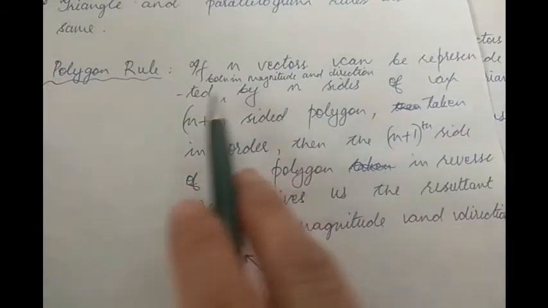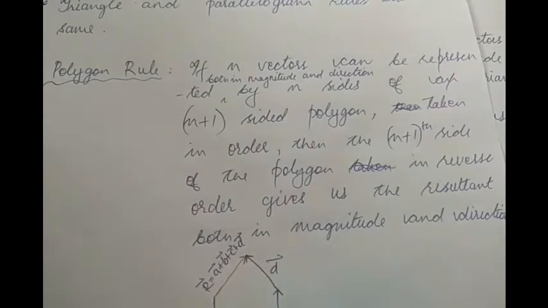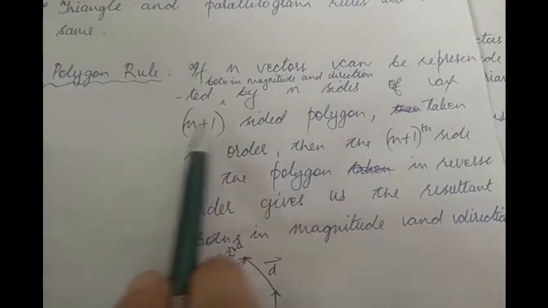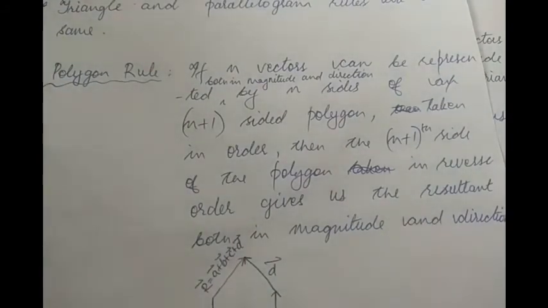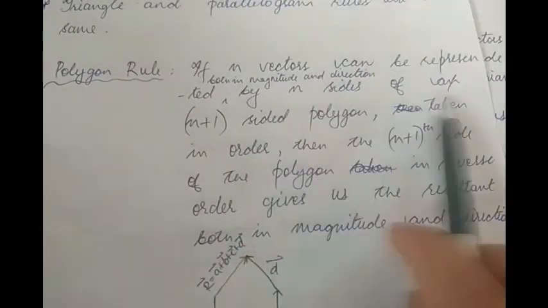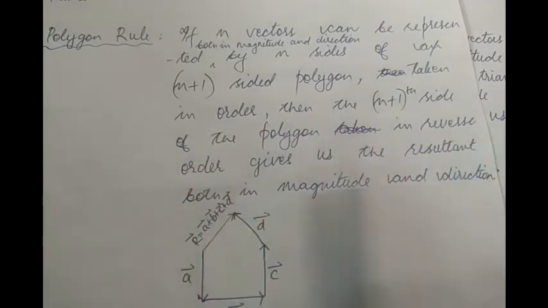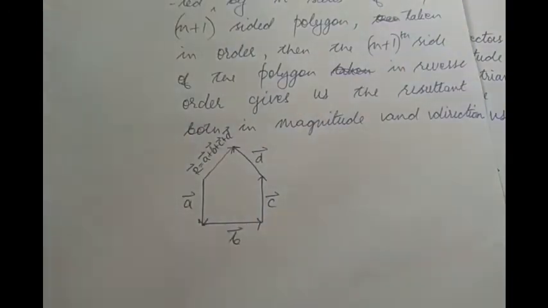If n vectors can be represented both in magnitude and direction by n sides of an n plus 1 sided polygon, n could be anything. If n is 4, then 4 plus 1 is 5, you get a pentagon. If n is 6, you get 6 plus 1, which is 7, a heptagon. If n is 5, 5 plus 1 is 6, you get a hexagon, and so on. So if n vectors can be represented both in magnitude and direction by n sides of an n plus 1 sided polygon taken in order, then the n plus 1th side of the polygon in reverse order gives us the resultant both in magnitude and direction. Let me try to explain this.